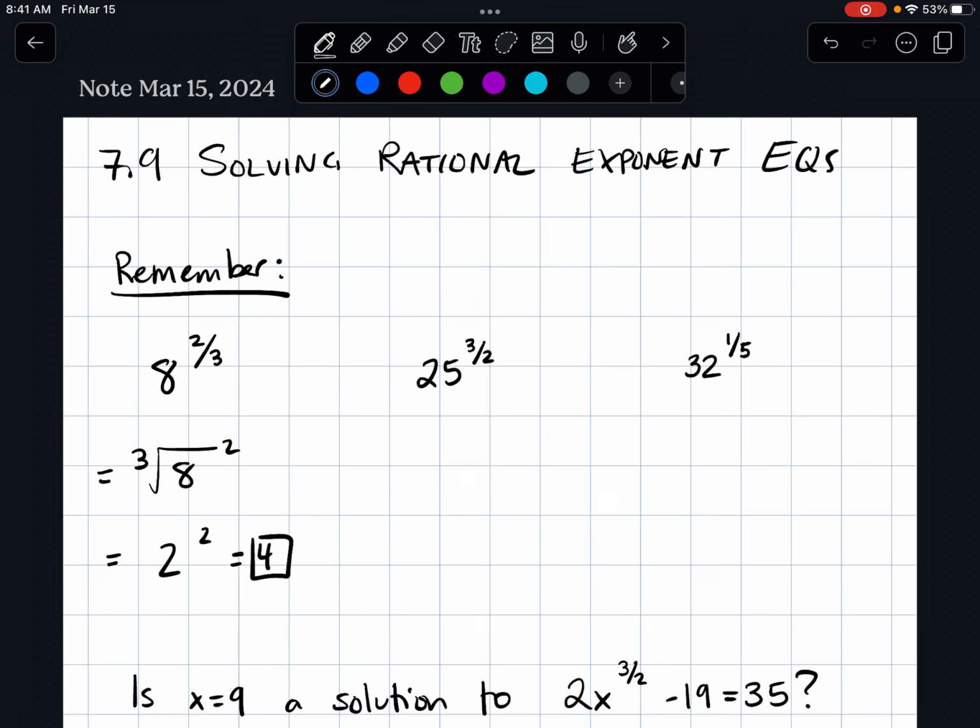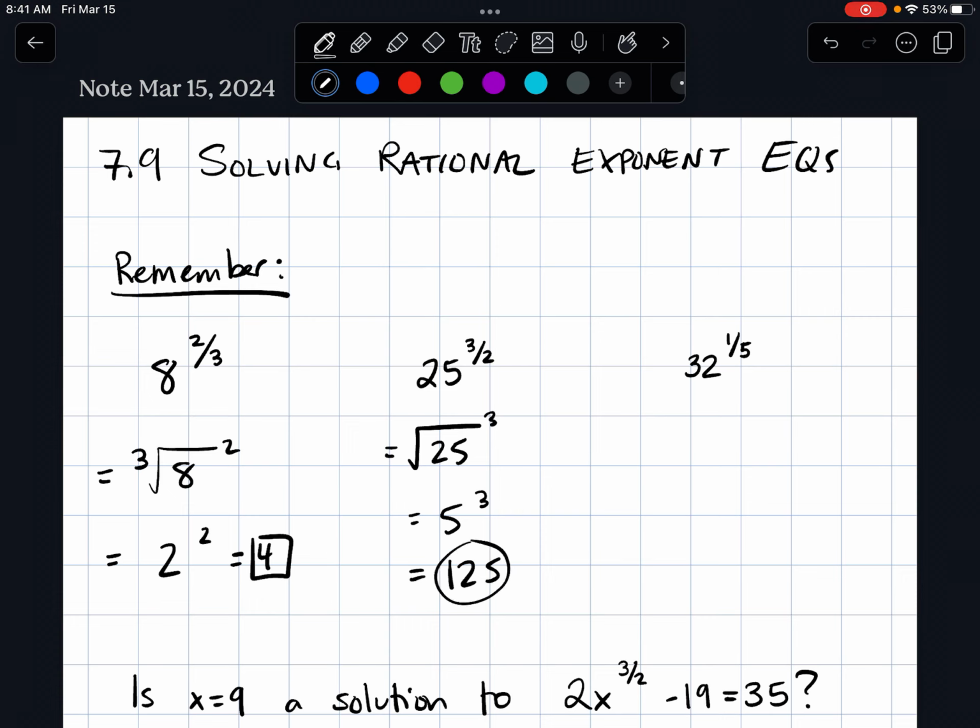Here, if we have 25 to the 3/2 power, this is like the square root of 25 to the 3rd power. Again, you don't need to put that 2 in front. We assume that there's a 2 there with the square root. And again, I think it's easier in this case to take the square root of 25 first. So this is going to be 5 to the 3rd power, and we know that 5 to the 3rd power is 125.